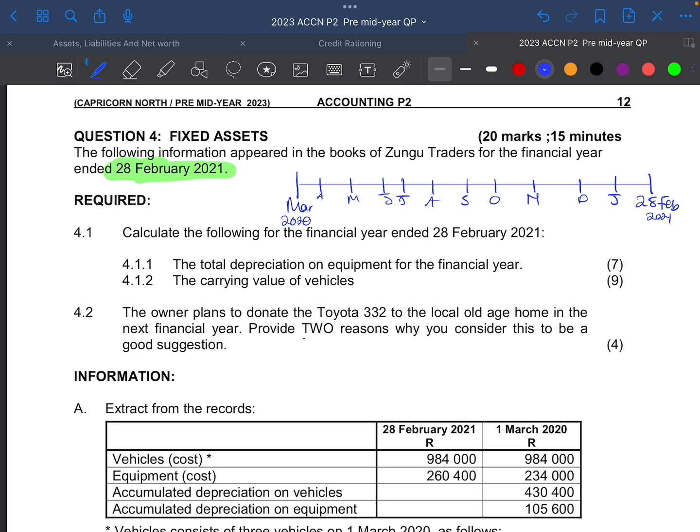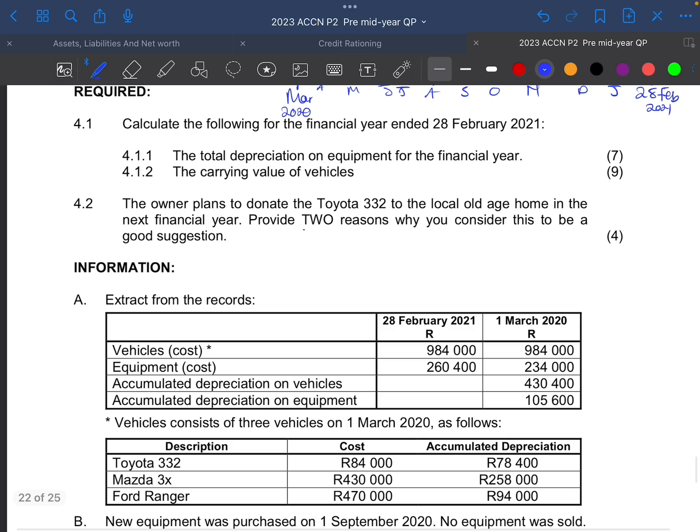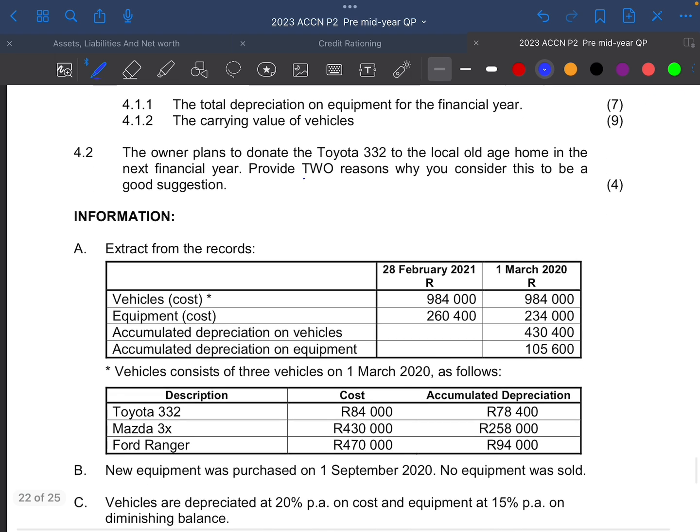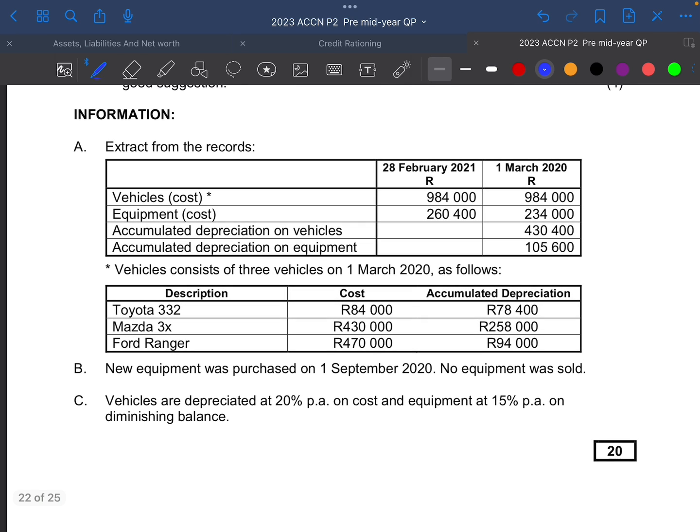Cool. Then the first one, we are required to calculate the following for the financial year ended 28 February 2021: the total depreciation on equipment for the financial year, and then the carrying amount of vehicles. And then lastly, the owner plans to donate the Toyota 332 to the local old age home in the next financial year. Provide 2 reasons why you consider this to be a good suggestion. Okay, so let's take it step by step, beat by beat.